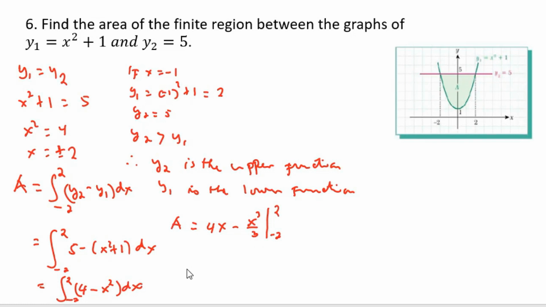Now, if we are going to evaluate that, the area will give us, by substitution, 8 minus 8 over 3 minus the negative 8, minus the negative 8 over 3. By simplifying that, you may just use a calculator because I'm running out of space. So therefore, the answer is 32 over 3 square units.